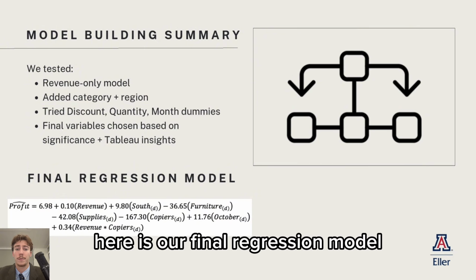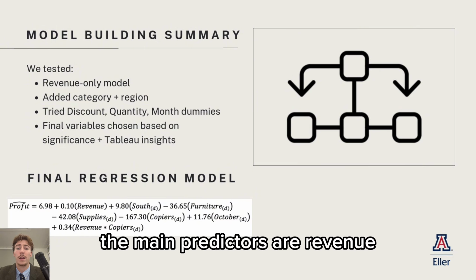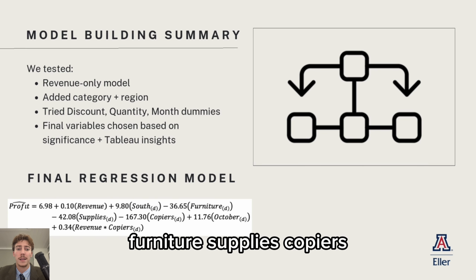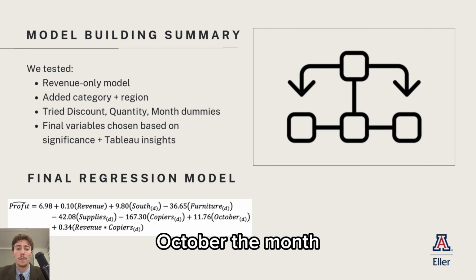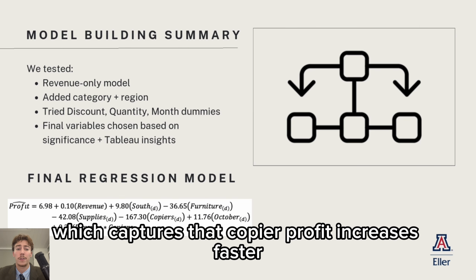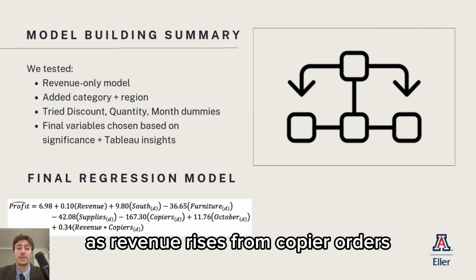Here's our final regression model. The main predictors are revenue, south (the region), furniture, supplies, copiers, October (the month), and an interaction between revenue and copiers, which captures that copier profit increases faster as revenue rises from copier orders.